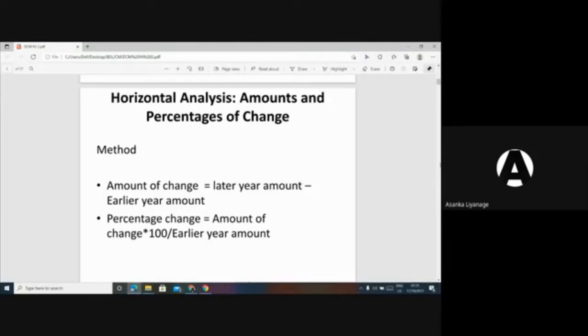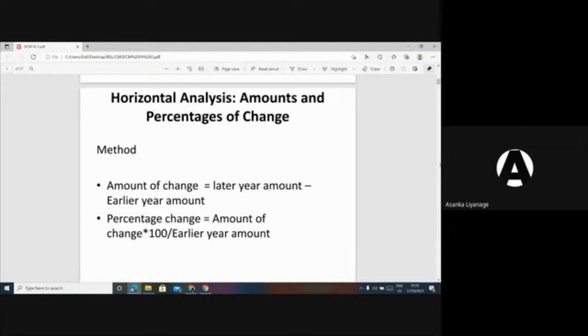The basic method is you have to take the amount of change, that is the current year one minus the previous year one, right? Later year amount minus earlier year amount. If you take 2 years, 2020 versus 2019, take the 2020 figure minus the 2019 figure. That will be the change in the amount. Similarly, you can take the percentage also: amount of change divided by the previous year amount into 100. Then it will reflect the percentage of change. We'll take some very simple examples.